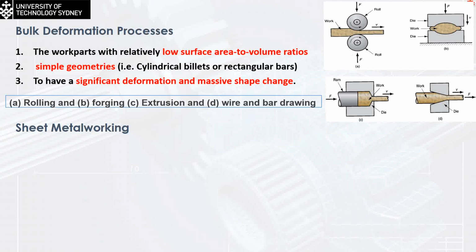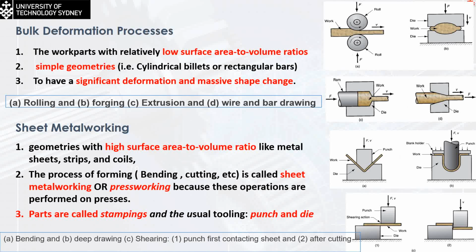In sheet metal working, the geometry has a high surface area to volume ratio because we have a thin but wide area for the part. The forming processes include bending and cutting, and it's called sheet metal working or press working because those operations are performed on a press machine. The parts are called stampings, and the tooling is usually the punch and die. So you can see in all these operations, like deep drawing, you can have the punch and die to form the shape required.